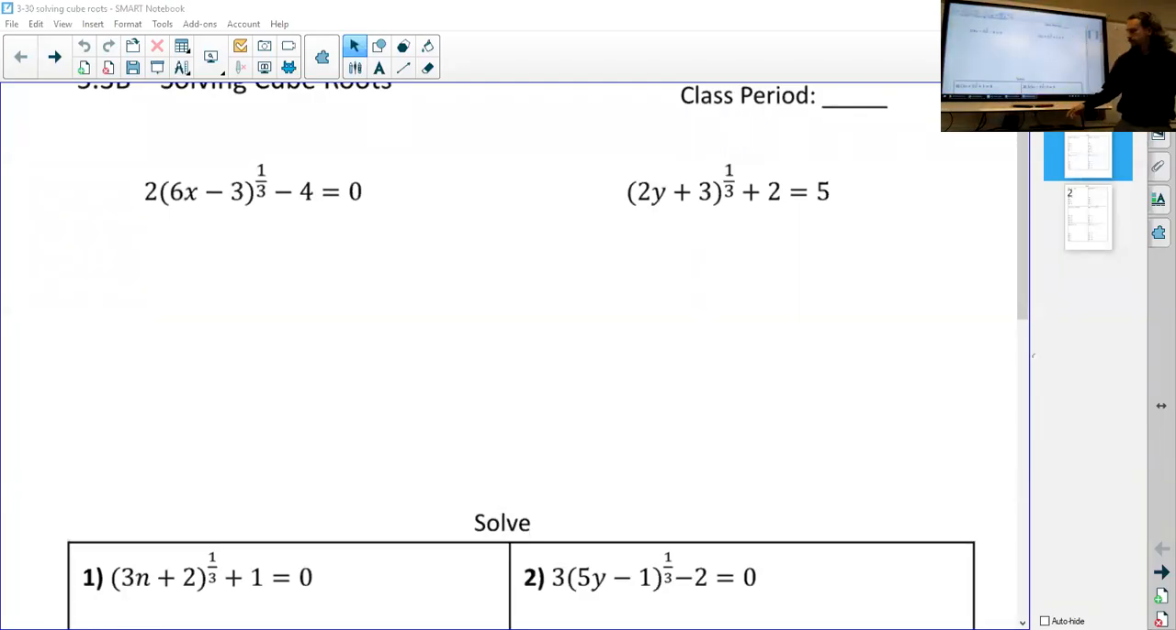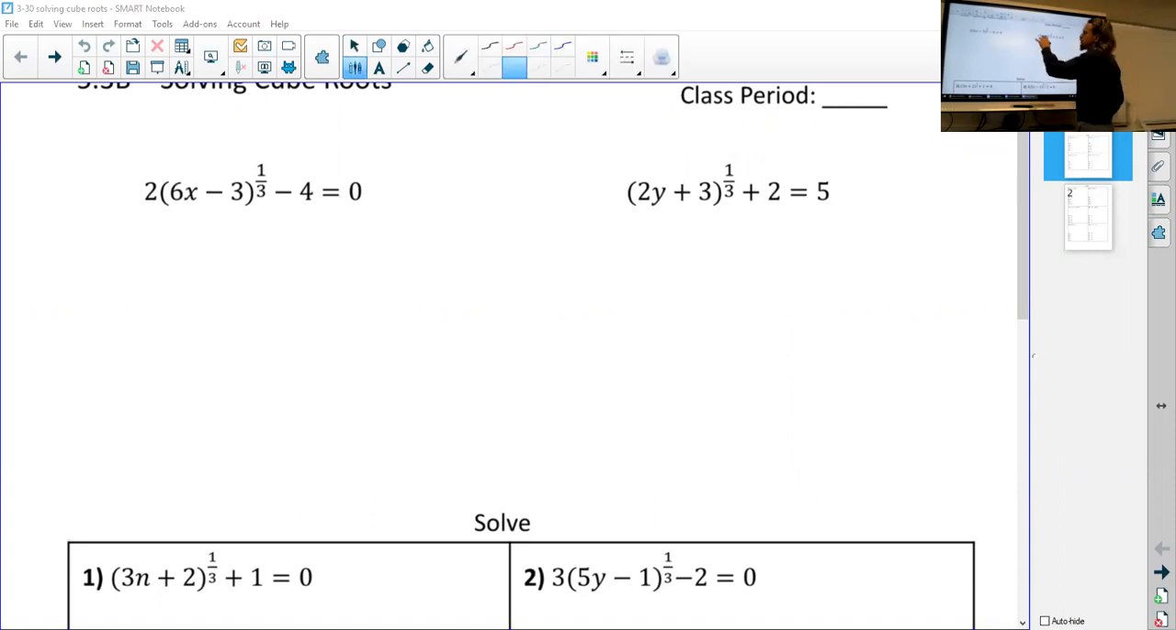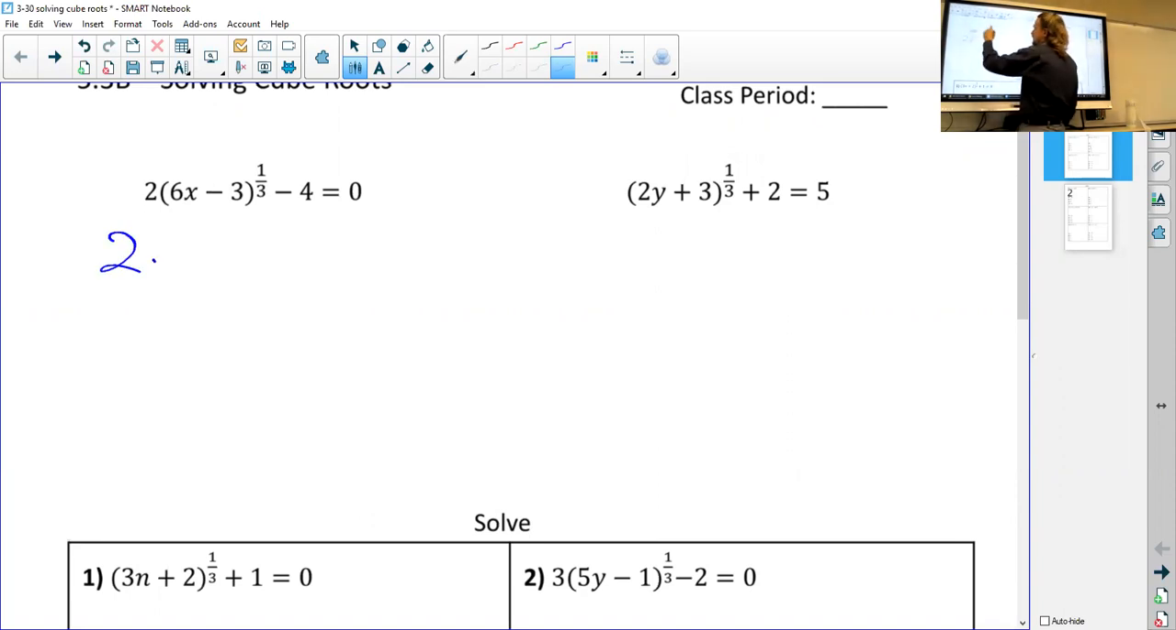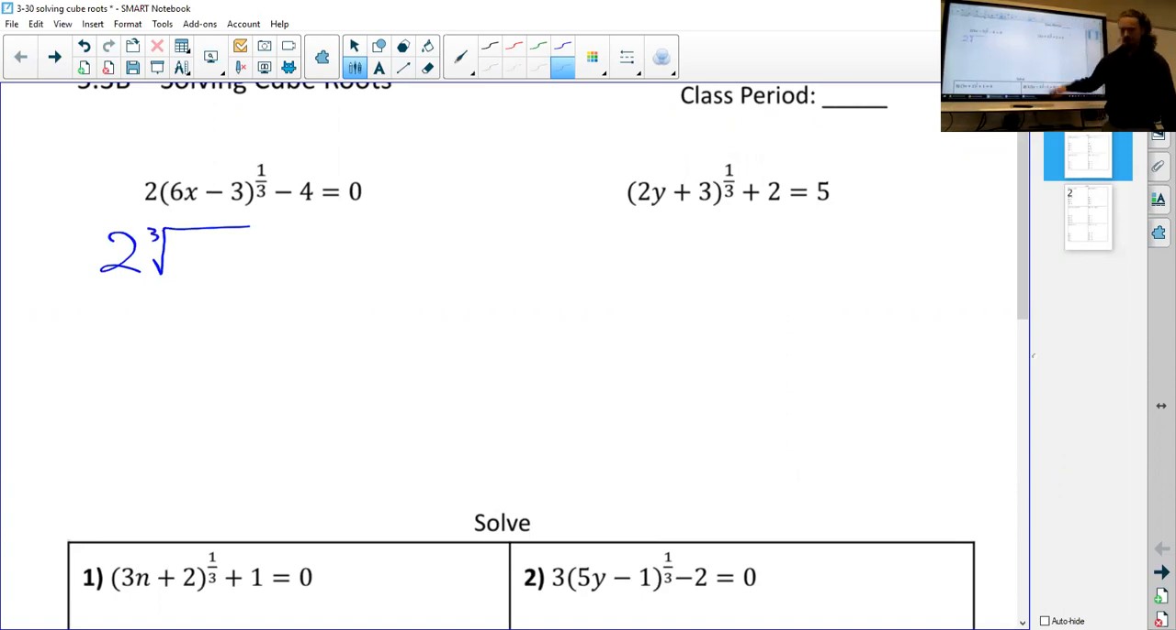Continuing on solving radical equations, this time we're doing cube roots. One thing they change on us is instead of actually writing the radical, they say 6x minus 3 to the 1/3 power. Just be reminded that when you see fractional powers, the number on the denominator is your index.